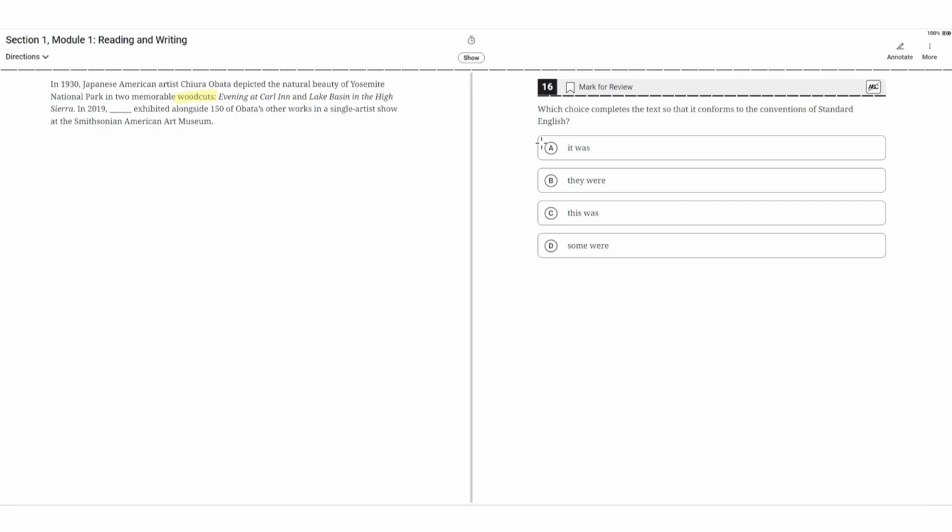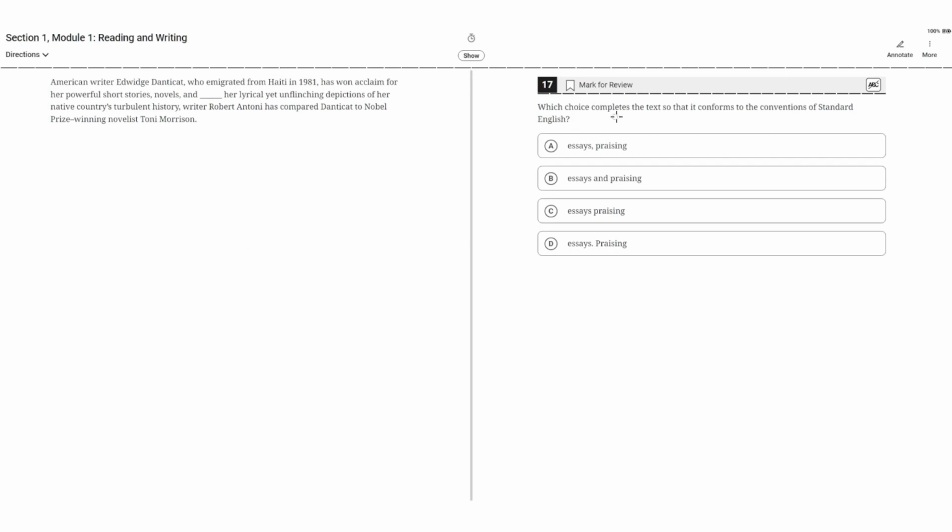So, choice A says it was. This is incorrect because the singular pronoun it doesn't agree with the plural antecedent woodcuts. B. They were. This seems to be correct because the plural pronoun they agrees with the plural antecedent woodcuts. C. This was. This is incorrect for the same reason as A, because the singular pronoun this doesn't agree with the plural antecedent woodcuts. D. Somewhere. This is incorrect because it would be illogical to say some of two woodcuts. So D is incorrect, and B is the correct choice.